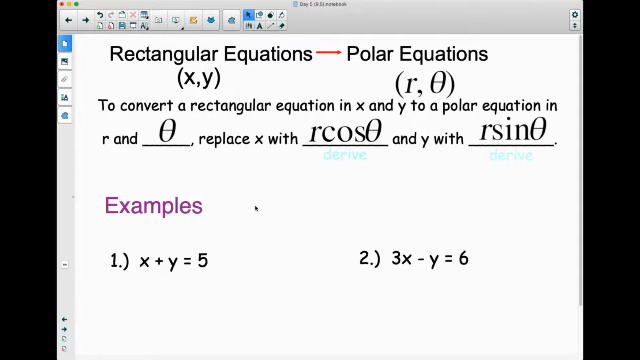So to convert the equation in x and y to a polar equation, r and theta, we are going to replace x with r cosine theta and y with r sine theta. We used those when we were changing between trig form and rectangular form. We're using them again.